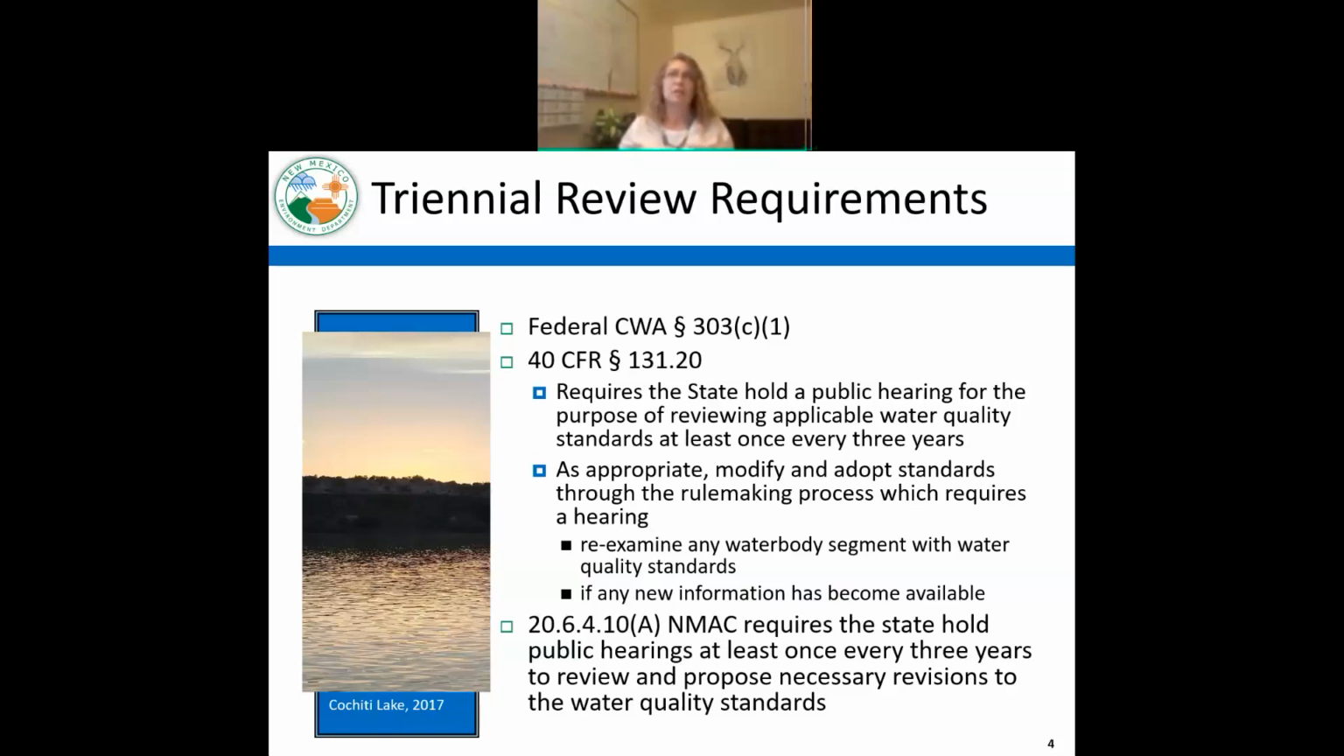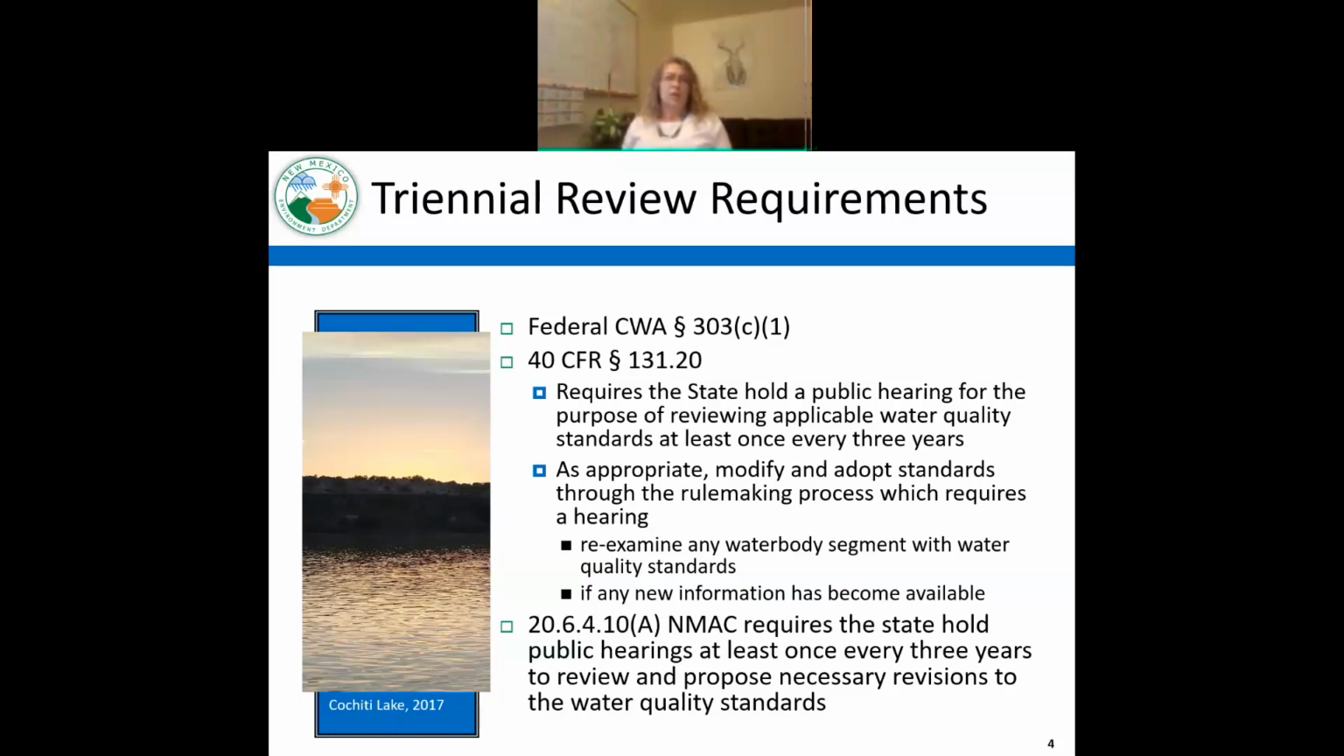So this slide highlights the 3 areas of the Clean Water Act and the regulations that pertain specifically to the triennial review. First is under Section 303C1 of the Federal Pollution Control Act, or as it's commonly referred to, the Clean Water Act. Then under the regulations for environmental protection, specifically 40 CFR 131.20, and then finally we find regulatory language requiring a triennial review under Section 20.6.4.10A of the state's administrative code, or as we abbreviate it, NMAC.